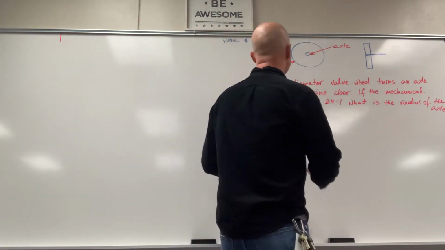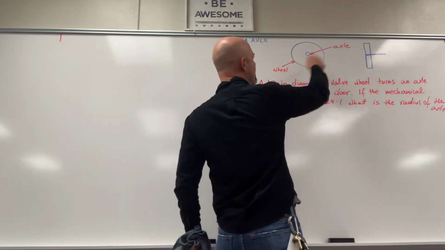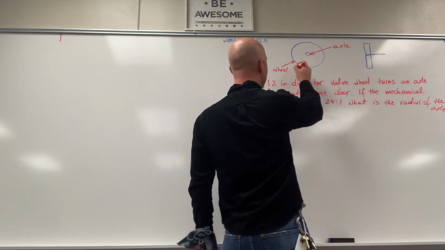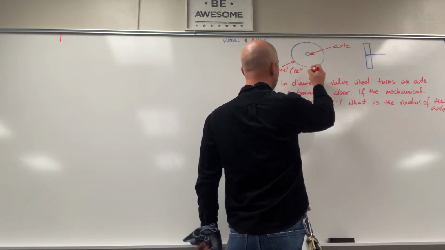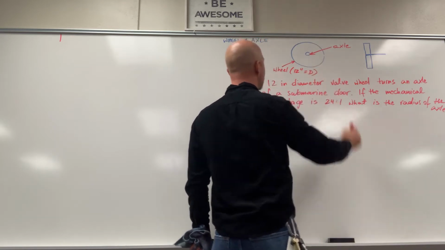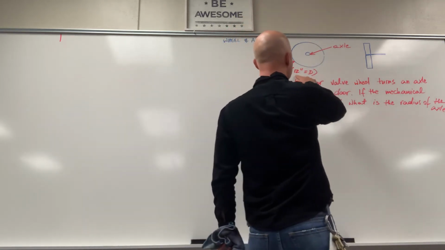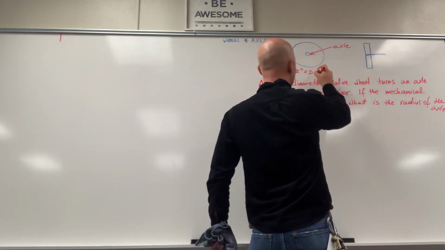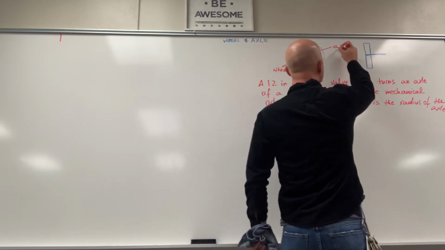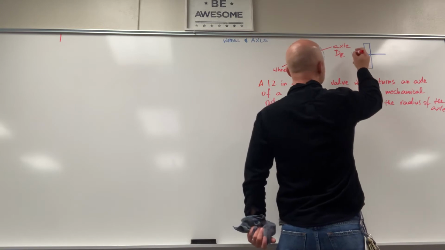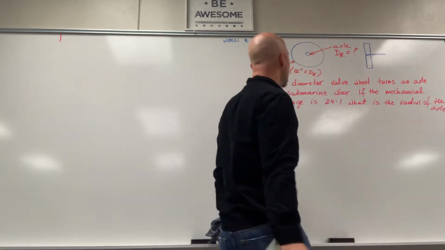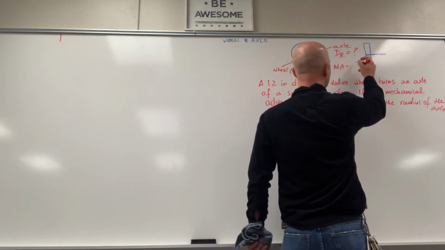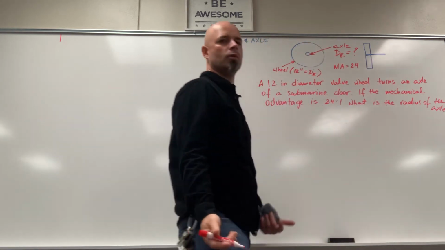So what do you have? It's always good to draw and label your system. So you have your wheel, you have your axle. The wheel diameter is 12-inch diameter, so that's the diameter of the wheel. And that happens to be my distance of the effort, so let's call it DE, distance of the effort. The distance of resistance, the axle diameter, is unknown. And of course, we know that the mechanical advantage is 24, or 24-1, same thing.